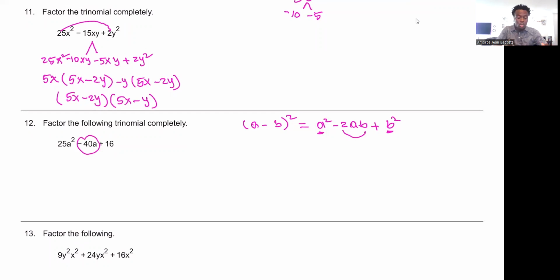So first, let's try to identify a and b and square them. So we want to find the a and b that we need to square. What do we square to get 25a squared? Your answer should be 5a. And then what do we square to get 16? Your answer clearly must be 4.